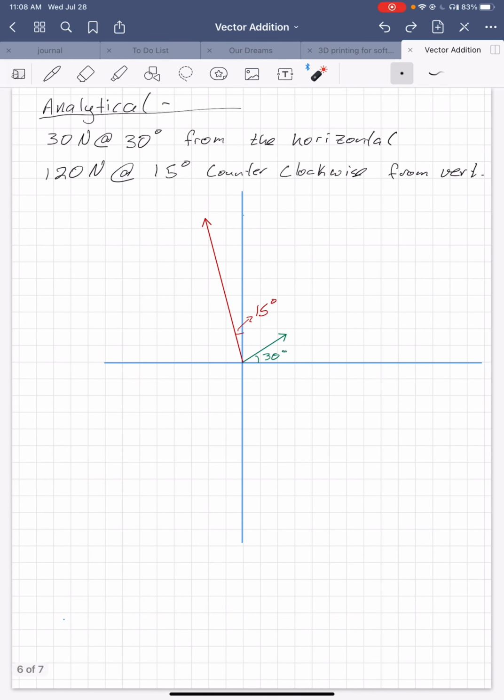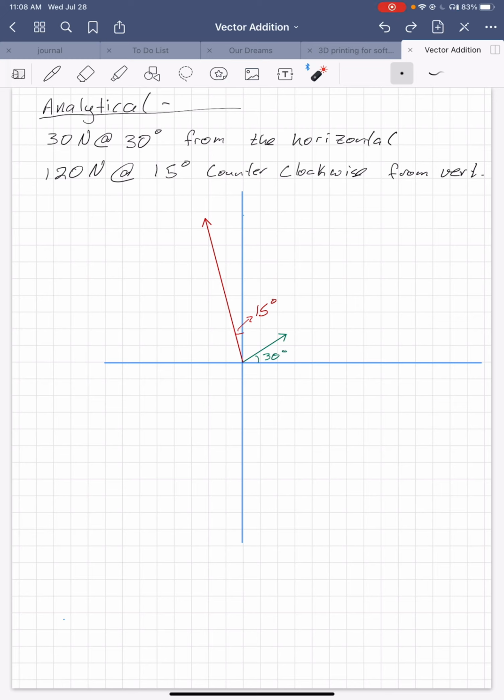So let's try that with some actual numbers. Let's say I have a 30 Newton force at 30 degrees from the horizontal. That's my green one down here. And I have a 120 Newton force at 15 degrees clockwise from the vertical. This is just a sketch, so I want this one to be much longer than this one because it's 4 times as big. And that 15 degrees is 15 degrees from the vertical.